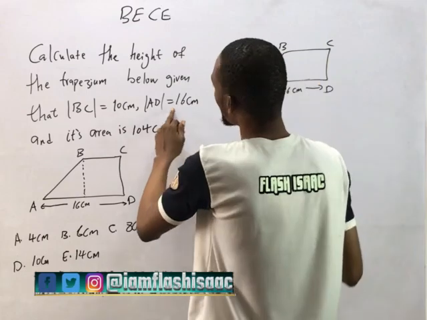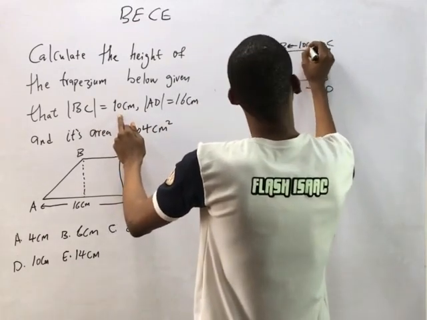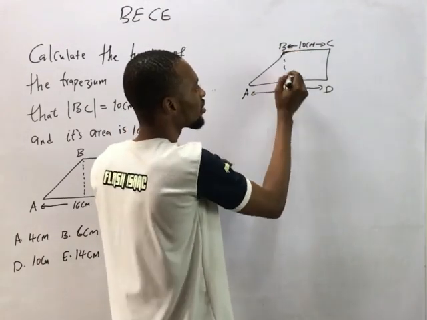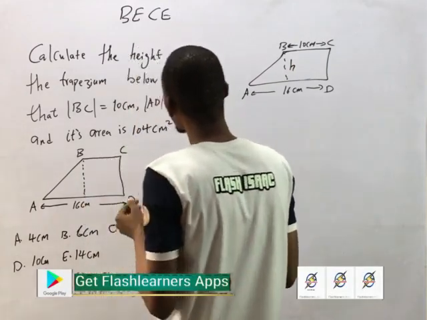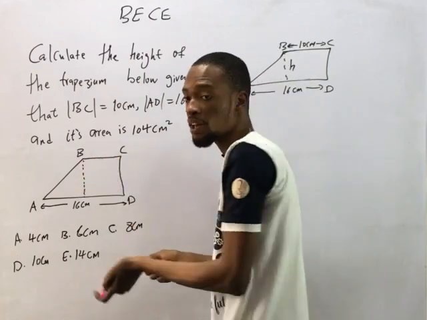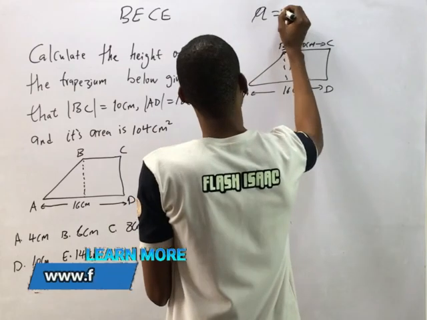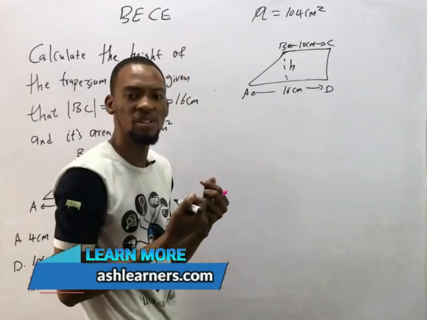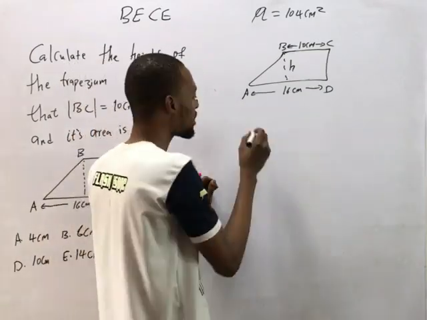So this is B, this is C. They say that BC, that means from here to here, is 10 cm. And from here to here is supposed to be the height, right? So this is the height, H, which is not given. And we are told to look for the height of the trapezium given the area. So they gave us the area. Area A is equal to 104 cm square.